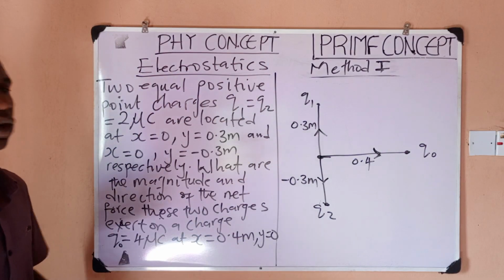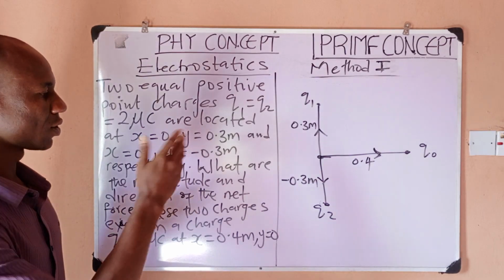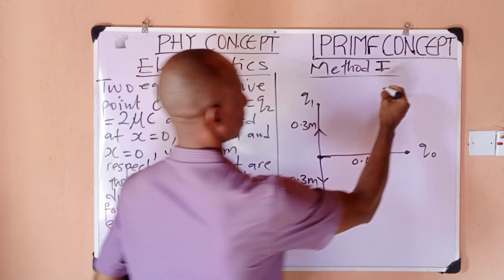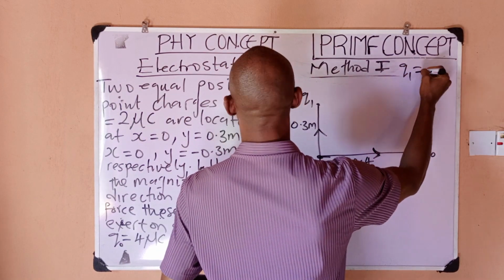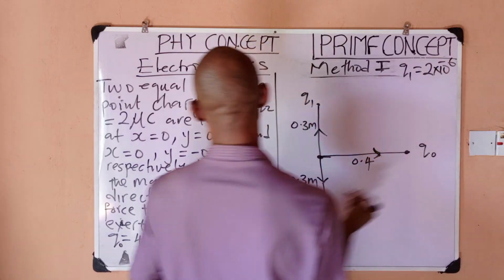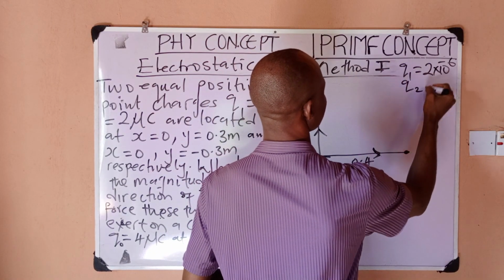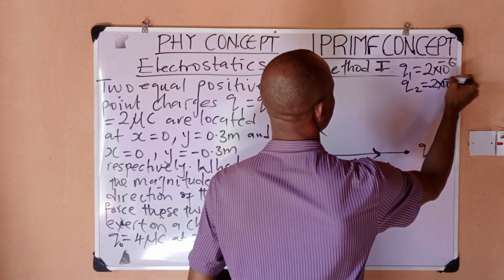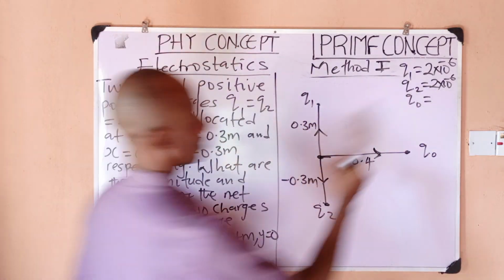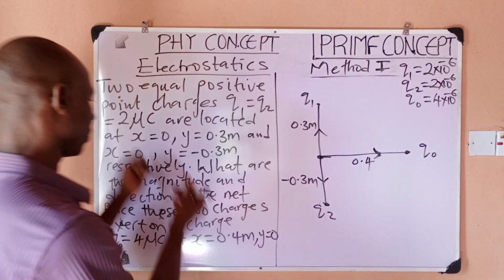So this is the solution diagram. I'll be using the unit vector concept to solve this. Now let me quickly write out my charges. Q1 is 2 times 10 to the power minus 6, which is given here. Same thing as Q2, 2 times 10 to the power minus 6. Then our Q0 is 4 times 10 to the power minus 6. So we have our charges.